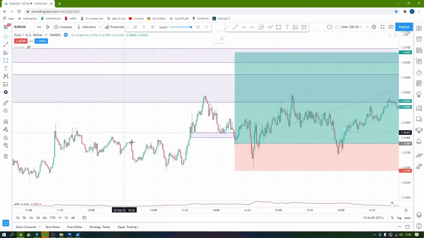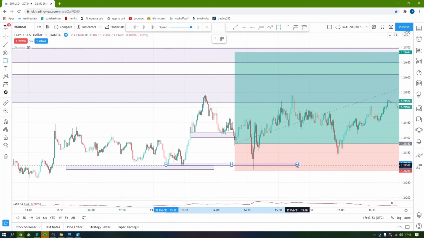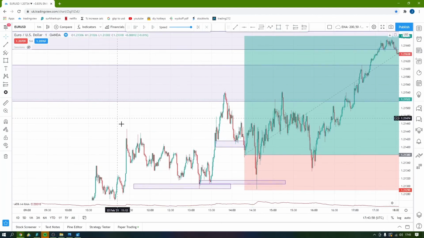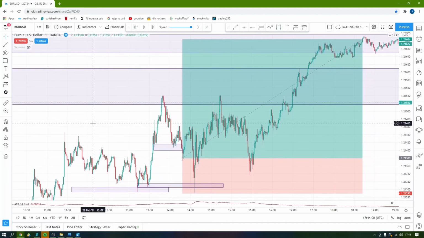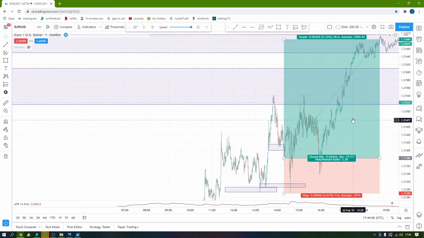I probably at the time should have identified that we did have a lot of liquidity laying under here. Some very small order blocks around this area. So in hindsight, I would have played it a bit differently and I would have waited out. But at the end of the day, I'm not going to complain because I didn't get stopped out and my trade did reach take profit for a 1 to 3.38.